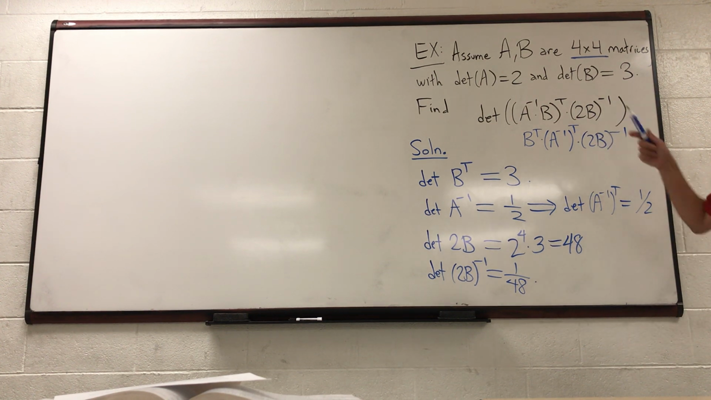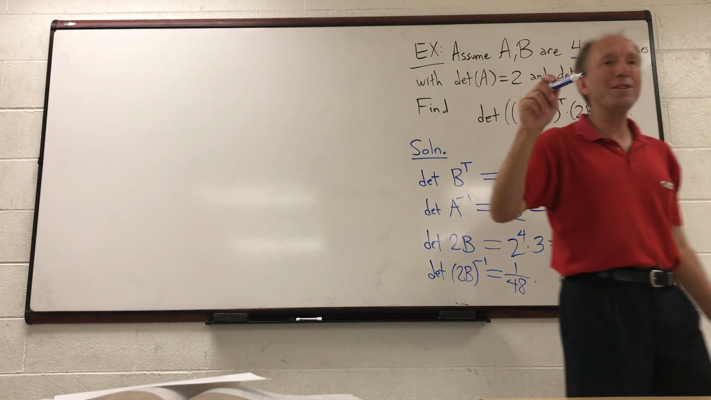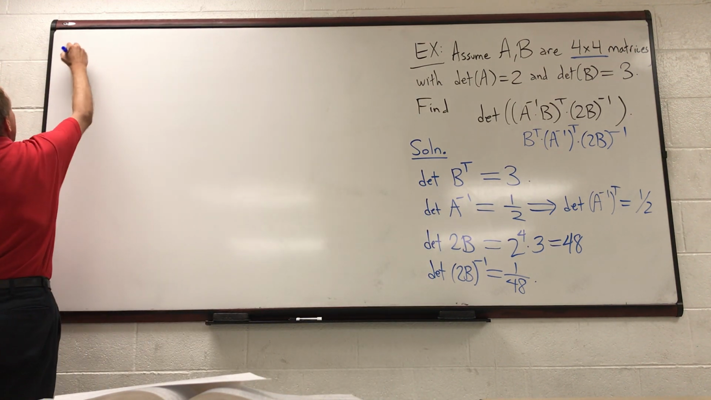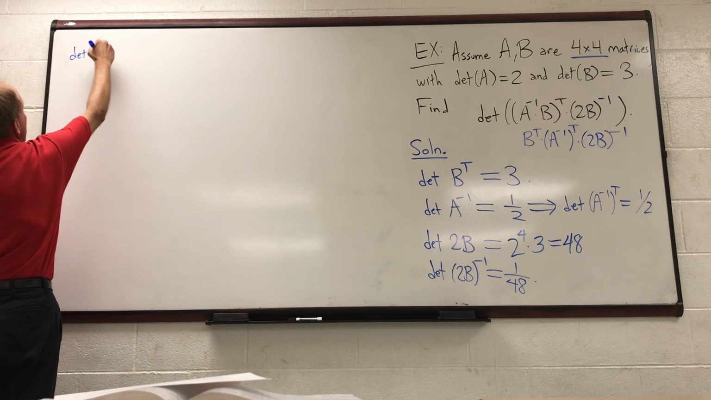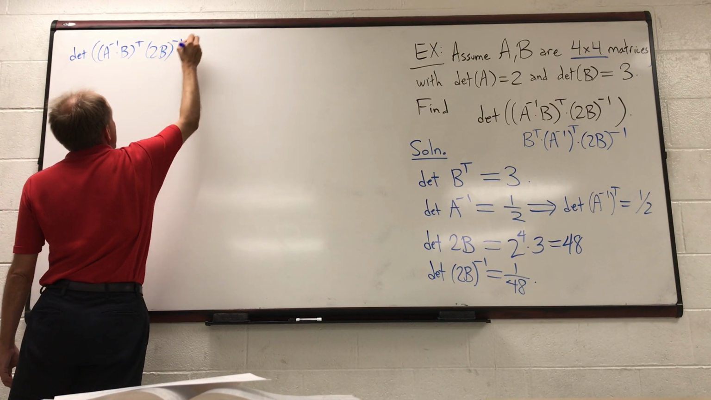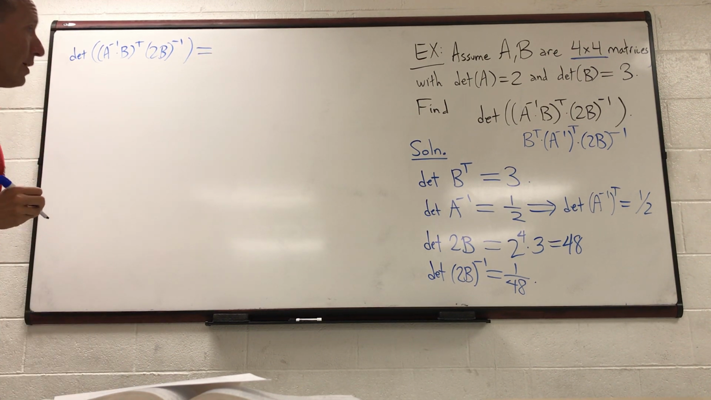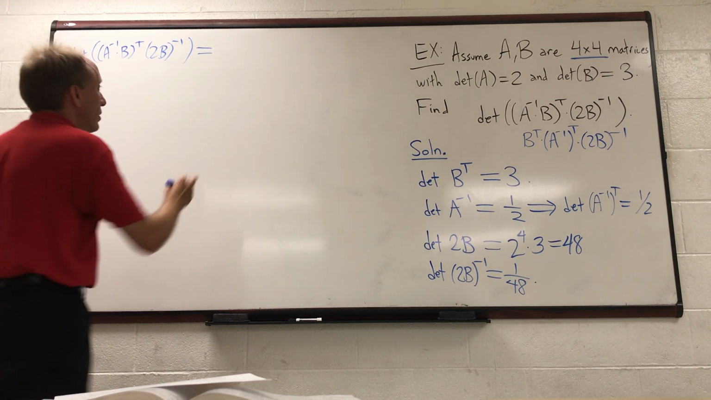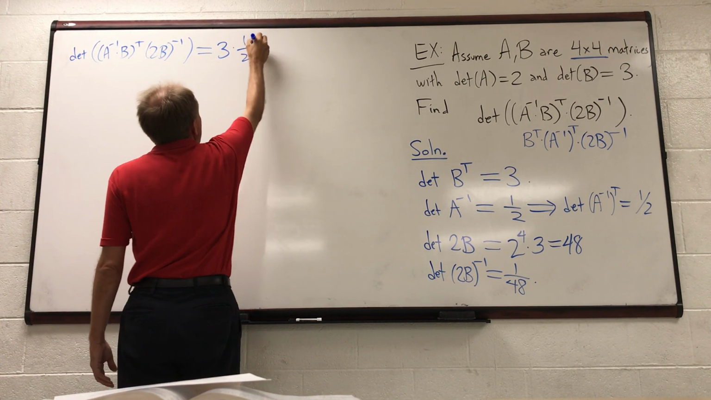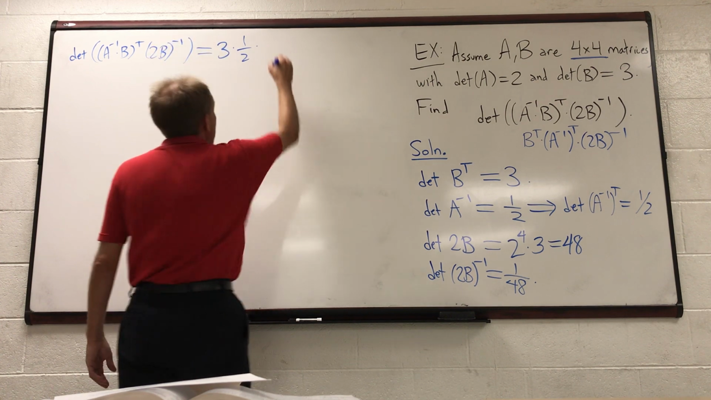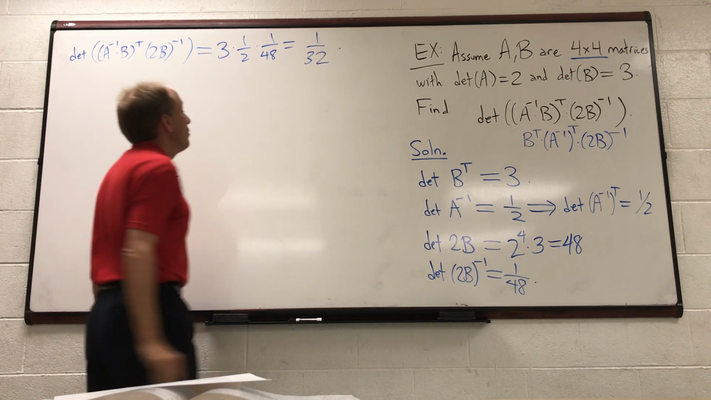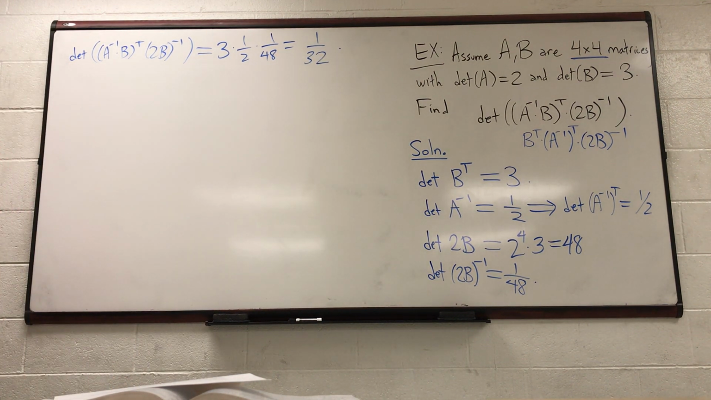What do I do with all the individual determinants? Multiply them, exactly. So the determinant of the whole thing, A inverse B quantity transpose times 2B inverse, therefore is just going to be 3 times 1/2 times 1/48, right? And that can be simplified to 1/32. That look okay?